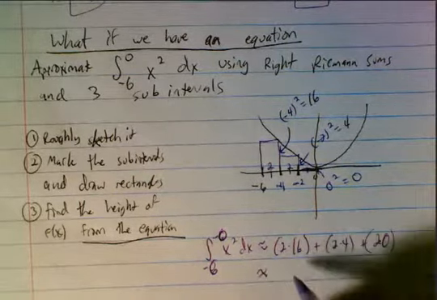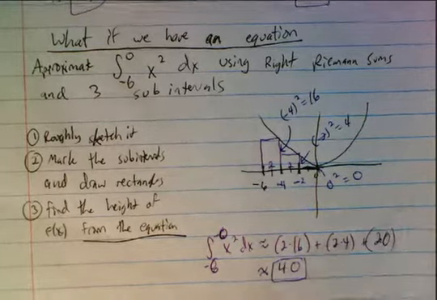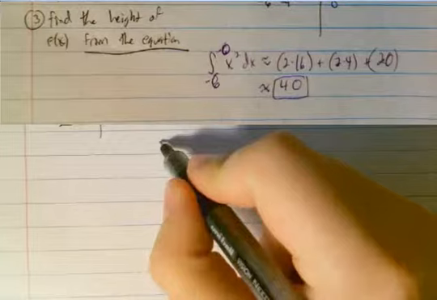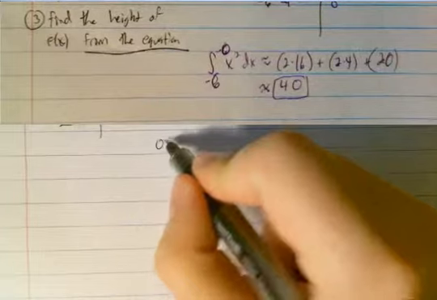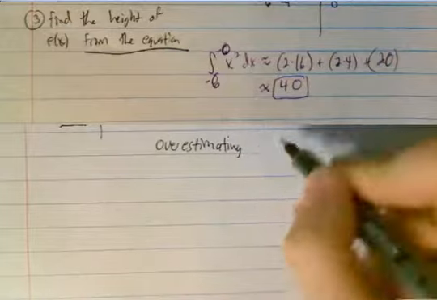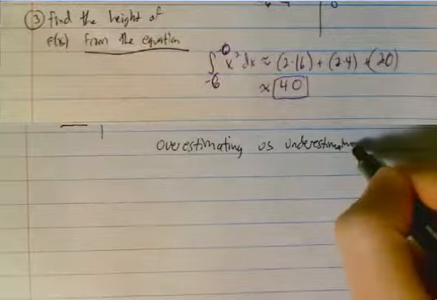So it approximately equals, if we add all these up, 40. We've been calculating Riemann sums with rectangles, so our sums are generally either greater than or less than the actual area under the curve. In fact, there's a very specific pattern that we observe for when they overestimate versus when they underestimate.